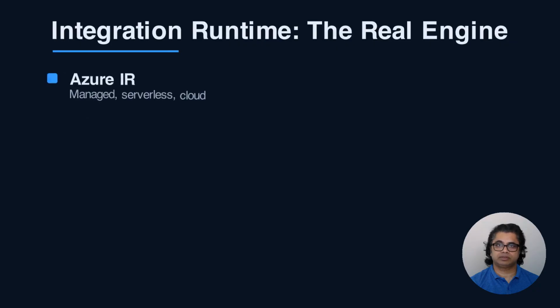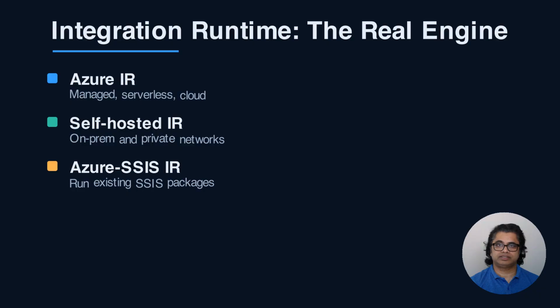Now the piece people skip, the integration runtime, IR. This is where the actual compute and data movement happen, and there are 3 flavors. The Azure Integration Runtime is fully managed and serverless, used for cloud-to-cloud copies and data flows. The self-hosted Integration Runtime is an agent you install on a virtual machine or on-premises box to reach private networks and on-prem sources. It makes outbound connections, so you usually don't open inbound firewall ports. And the Azure SSIS Integration Runtime is a managed cluster that lifts and shifts existing SQL Server Integration Services packages. Picking the wrong IR is the most common architecture mistake here.